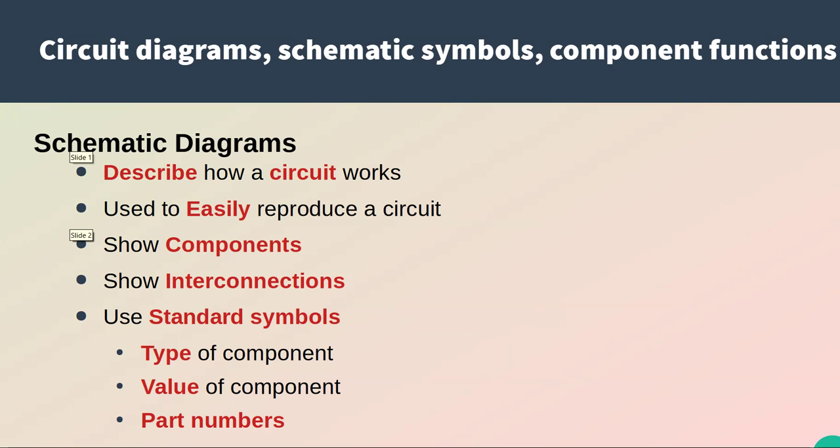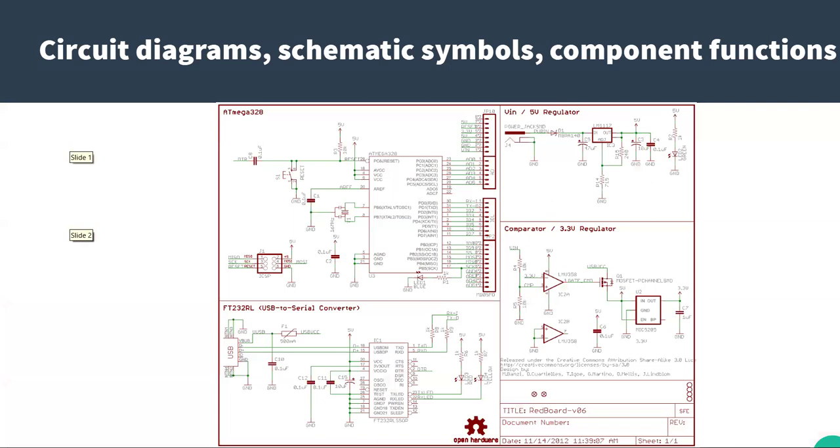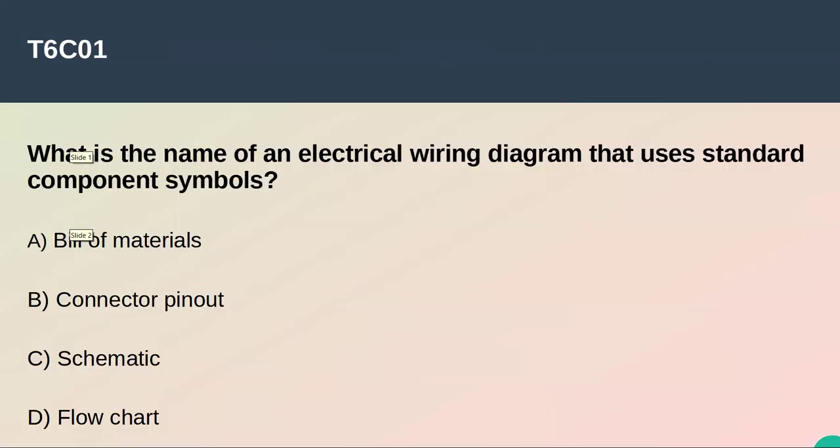Sometimes they will have part numbers. Usually they'll have the value of the component, not necessarily always the type of component, because that's indicated by the symbol itself. This is one I pulled, a typical schematic for some little microprocessor, an ATmega, one of the Arduino family. Fairly typical of what you would see nowadays.